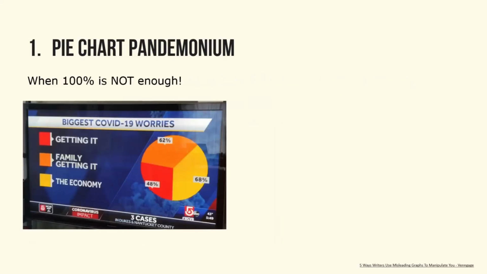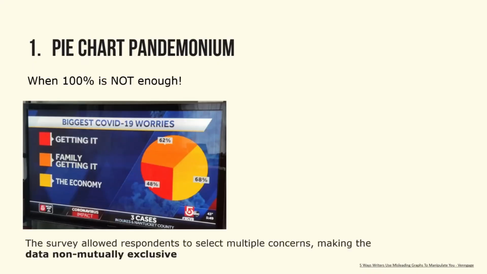Next, we have when 100% is not enough. I have here, again from a COVID-19 news channel, a survey about the biggest COVID-19 worries. If you add up the three slices, you can see that it's way more than 100%. That's because the survey allowed respondents to select multiple concerns, making the data non-mutually exclusive. And that violates the fundamental principle of a pie chart. They have to be mutually exclusive.